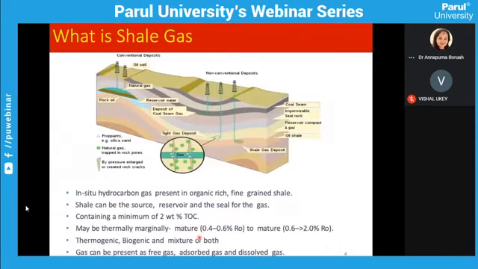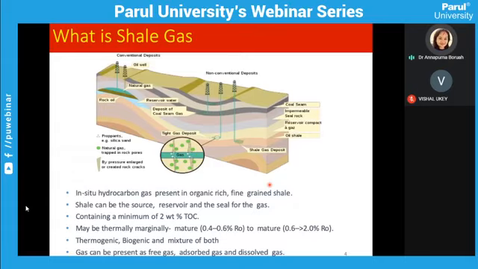Now, what is shale gas? Shale gas is the natural gas which is present in the shale rock. As you know, shale is the source rock, the main source rock for hydrocarbon exploration, where hydrocarbon generates and after getting a proper maturity, hydrocarbon migrates from the source rock to the reservoir rock.